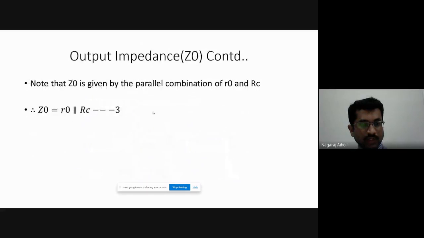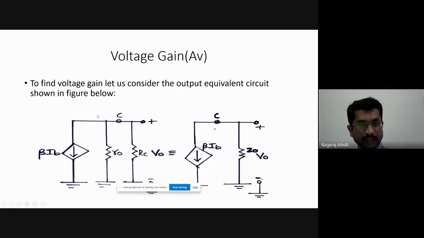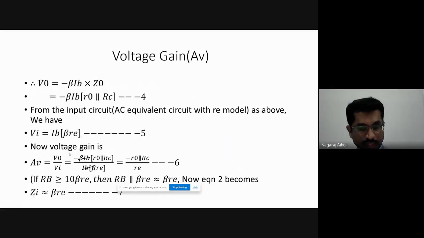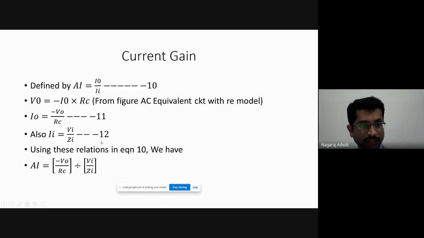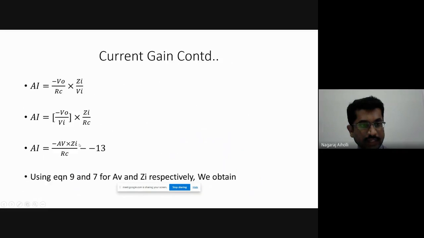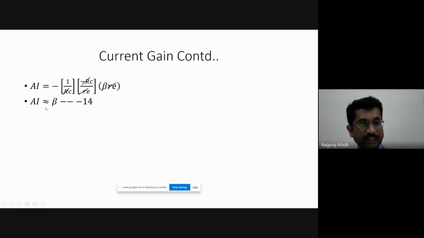The equation for Z naught is small r naught parallel capital RC. Then the voltage gain main equation is minus small r naught parallel capital RC, divided by small re. That will be further simplified to AV is minus capital RC by small re. Then the main equation for current gain is minus AV into ZI divided by capital RC, that is, voltage gain into input impedance divided by collector resistance. That will be further simplified to current gain approximately equal to beta.